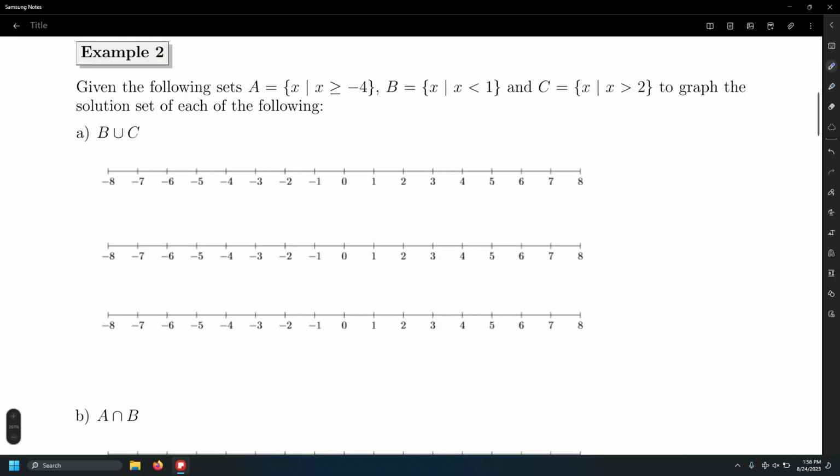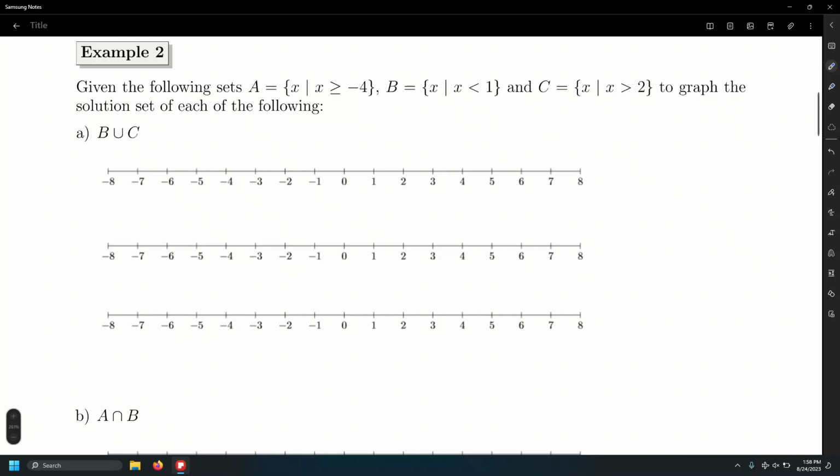etc. Set B, on the other hand, looks a little bit different. It's all the numbers x that are less than 1. We're going to shade them accordingly. And last but not least, set C, which is x greater than 2 in this case. All the numbers greater than 2.